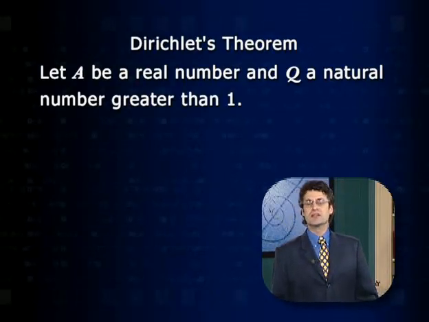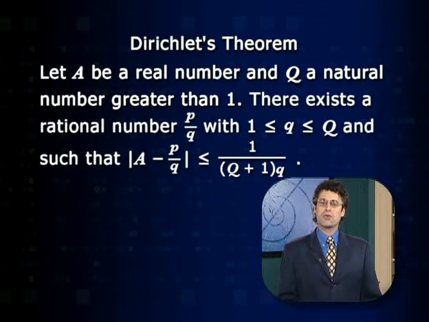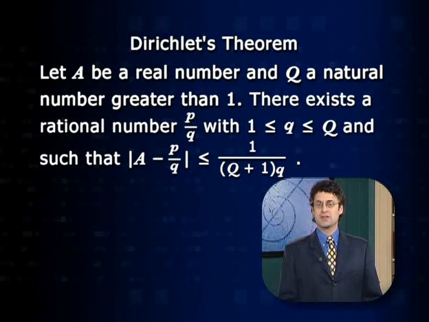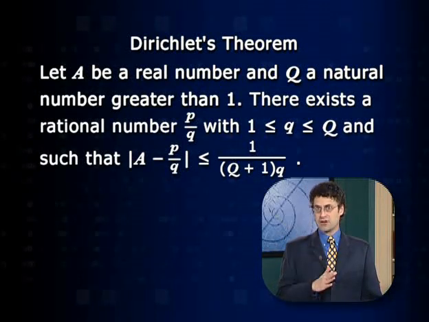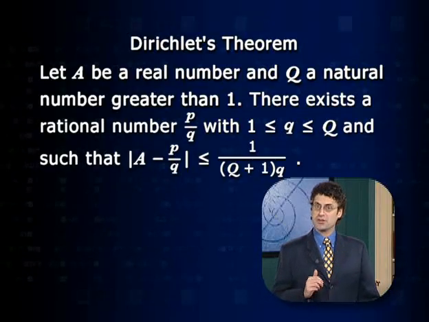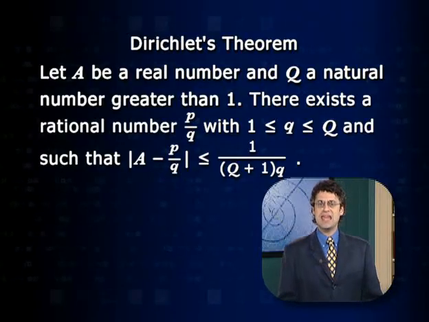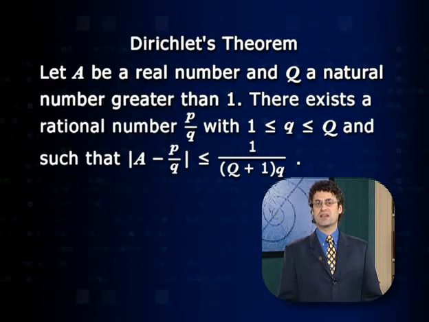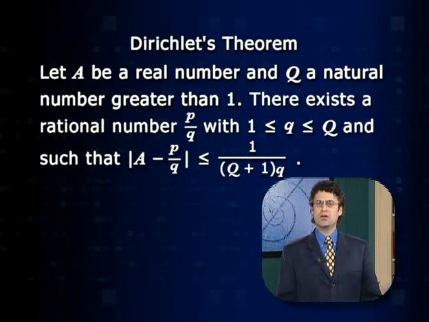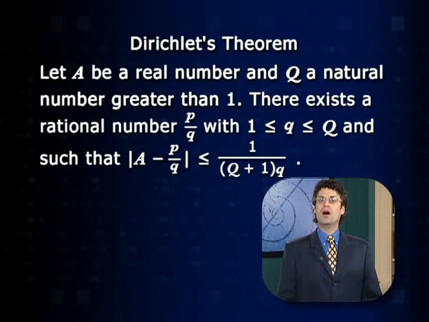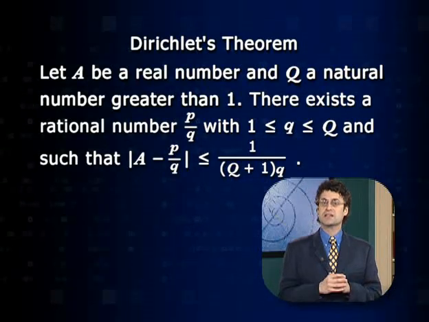For his conclusion of his theorem is that then we can find a rational number p over q such that the little q in the denominator is greater than or equal to 1, but less than or equal to capital Q, so we can afford it, and such that the distance between A and p over q, which we can measure as the absolute value of A minus p over q, is smaller than or possibly equal to 1 over the quantity capital Q plus 1 times little q.